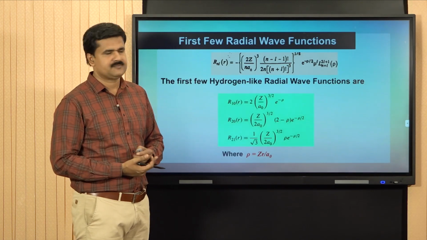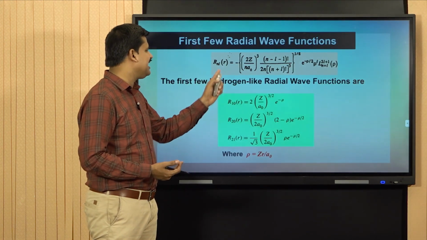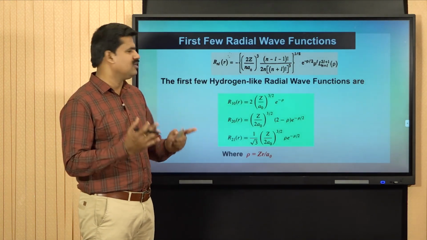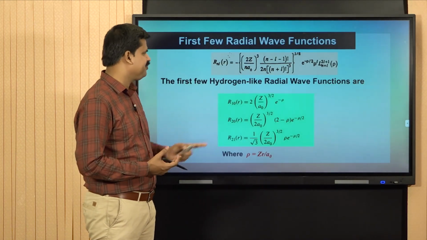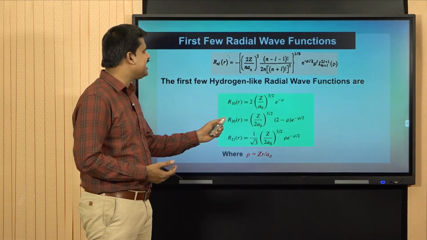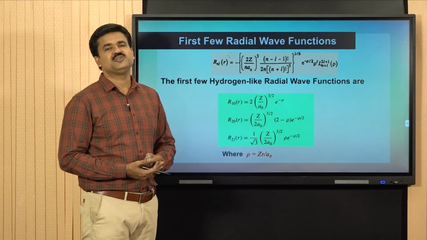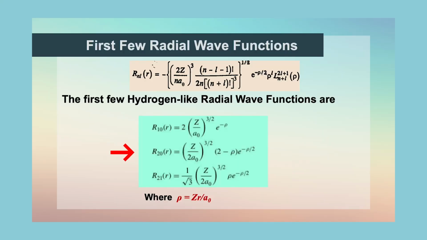Whenever I put n equal to 1 and l equal to 0, I get R_10(r), that is equal to 2 into (Z/a0) the whole raised to 3/2 into e raised to minus rho. Whenever I put n equal to 2 and l equal to 0, the relation is (Z/2a0) the whole raised to 3/2 into (2 minus rho) into e raised to minus rho by 2.